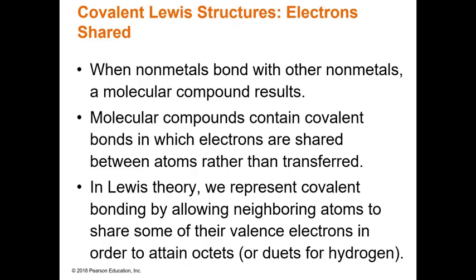When nonmetals bond with other nonmetals, they form covalent bonds by sharing electrons instead of transferring them. These shared electrons allow each atom to achieve a stable configuration. In Lewis theory, we illustrate this by showing atoms sharing dots, valence electrons, in overlapping regions.